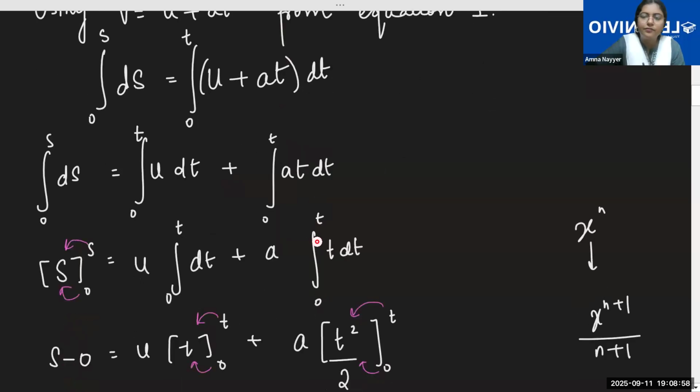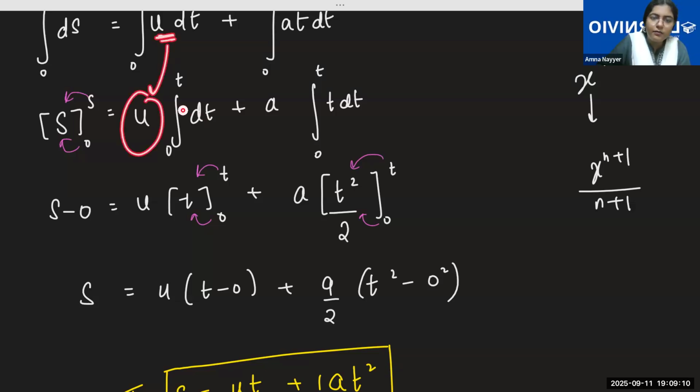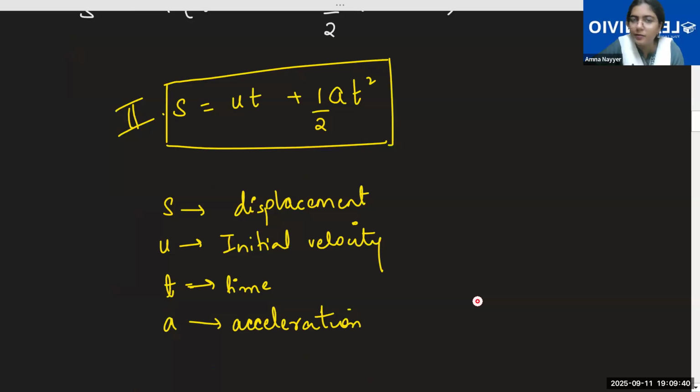Now see, the integral of ds will give us s from 0 to s. So s minus 0 will give us the displacement s. Similarly, u is the constant term, so u comes out. If u comes out, we are left with the integral of dt, that is equal to t only. So we integrate it from 0 to t. So t minus 0 is t only. So we get ut from this side. Acceleration is constant. Now the integral of t to the power 1 is t to the power 1 plus 1 divided by 1 plus 1. That's what we did. So t square divided by 2 from 0 to t. So here when you put the values, a by 2, t square minus 0 square, this is equal to s. So s is equal to ut plus half at square, where these are the meanings.